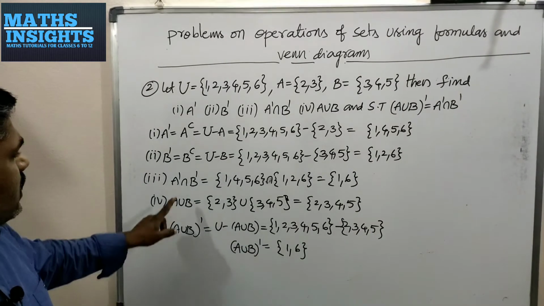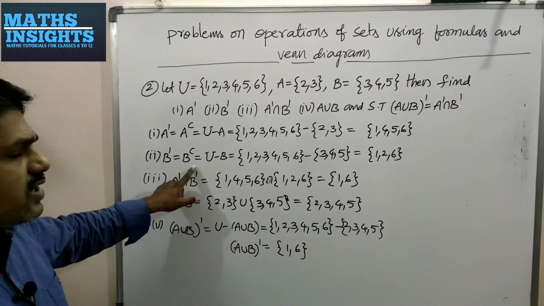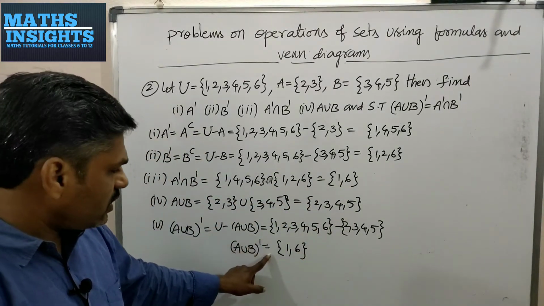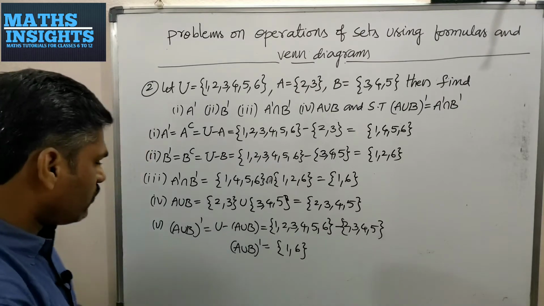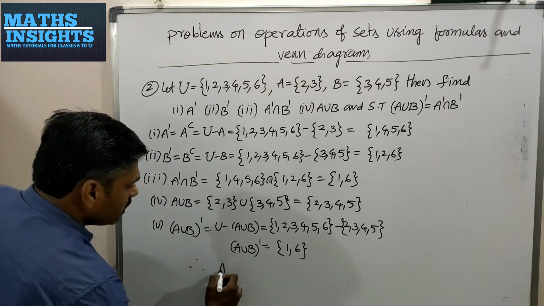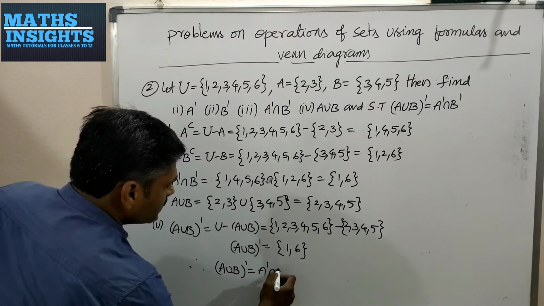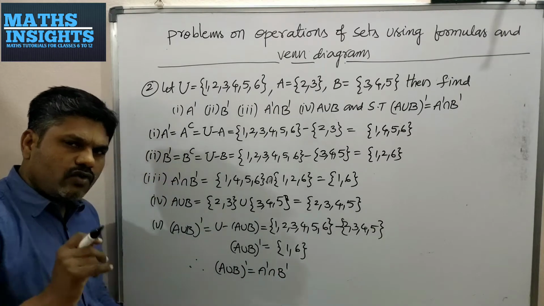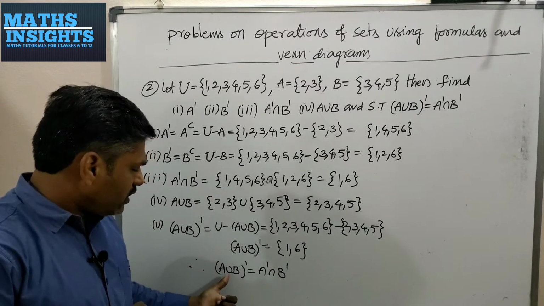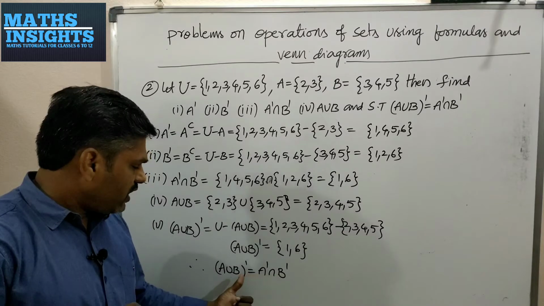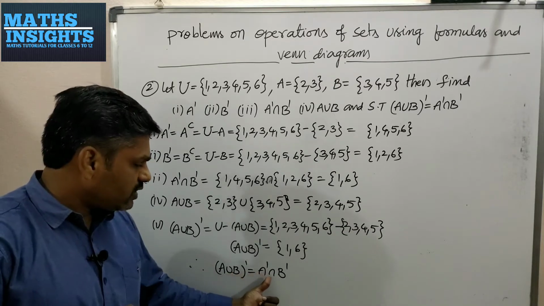Now if you observe, A dash intersection B dash is 1, 6, and A union B whole dash is also 1, 6. Therefore, we have shown that A union B whole dash equals A dash intersection B dash. You have to keep this in mind, very simple: if union is coming here, then intersection comes here. When intersection comes here, you will get union here.